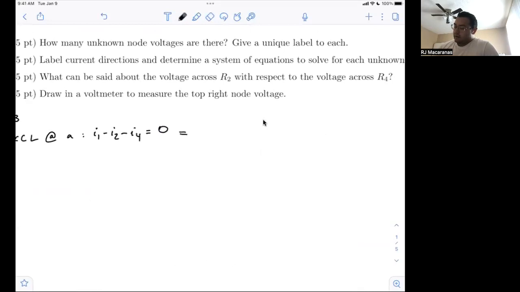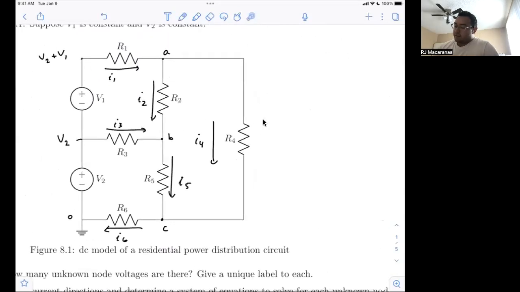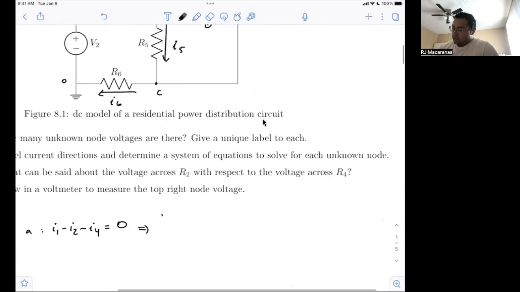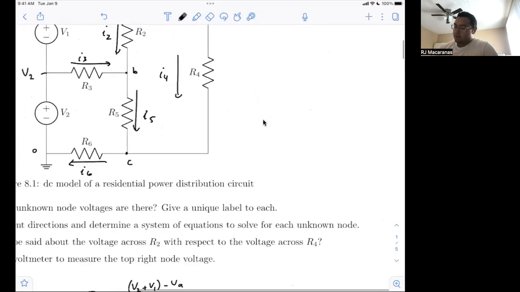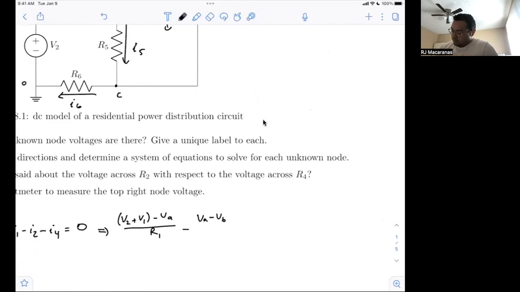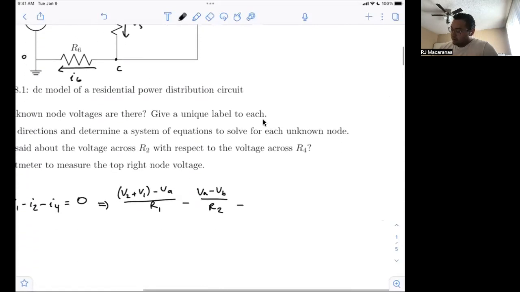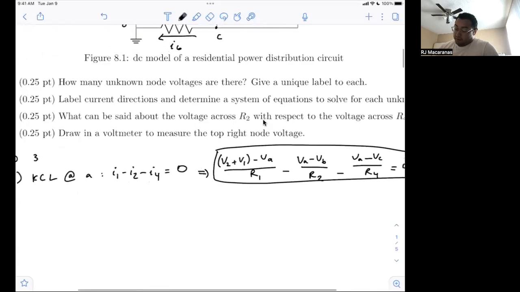So then looking back at our diagram, I1 is, we're starting at V2 plus V1, going to VA, so we subtract those and then divide by R1. V2 plus V1 quantity minus VA divided by R1, plus, oh, actually we're subtracting I2, so VA minus VB divided by R2. And we're subtracting off I4, because it's VA minus VC divided by R4. And this will all equal 0. So here's one equation. You don't need to simplify it more unless you want to, I guess.